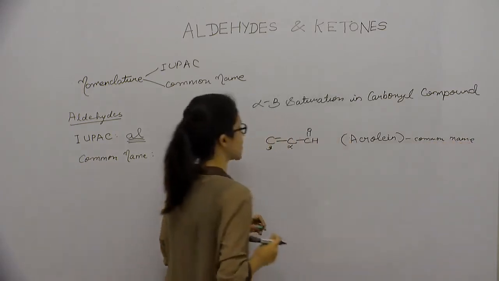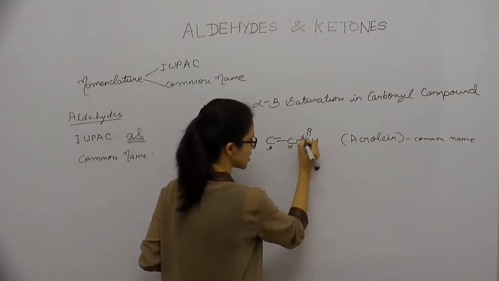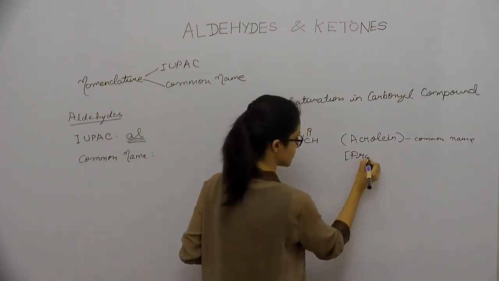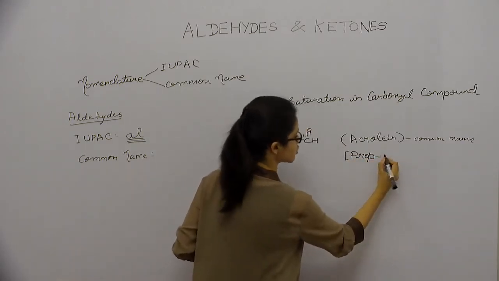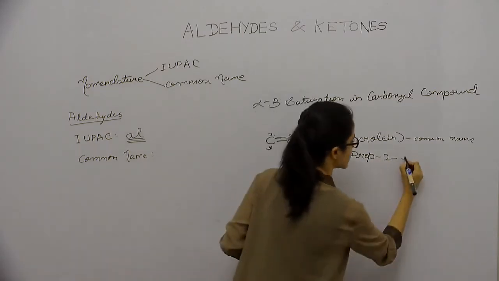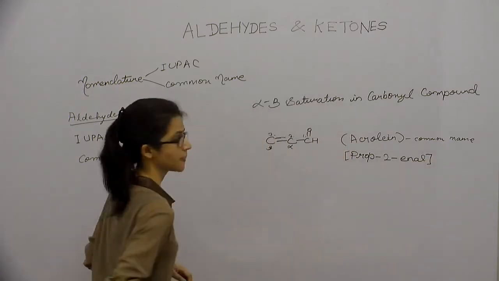And if we see for the IUPAC, we can do that as well. This would be the first carbon, second carbon, third carbon. So, prop-2-enal, because unsaturation is on 2. Alright, prop-2-enal. Okay.